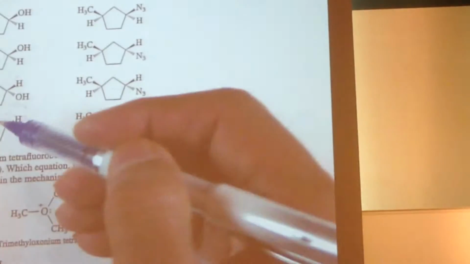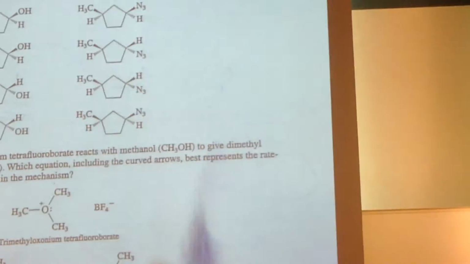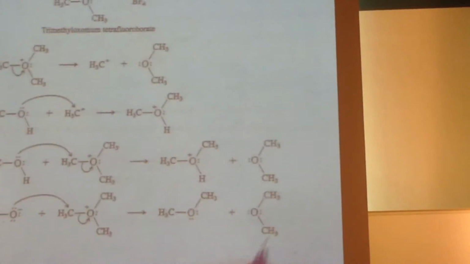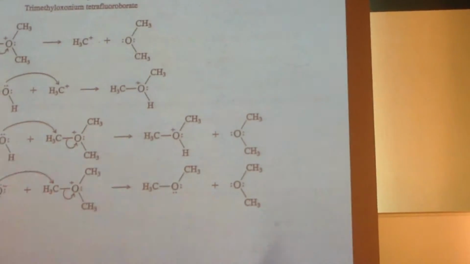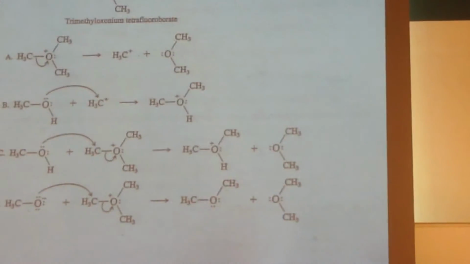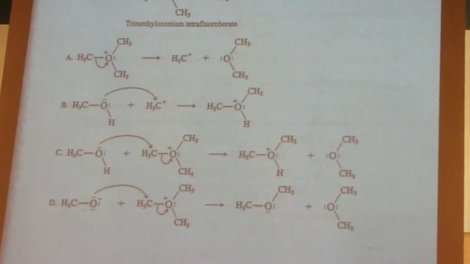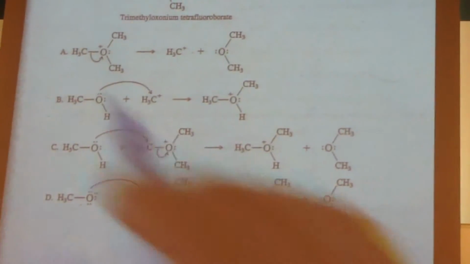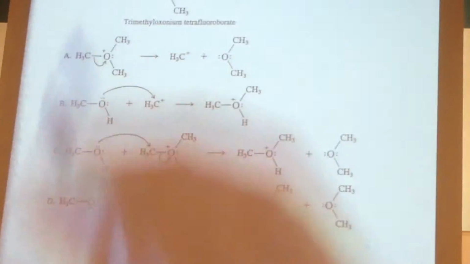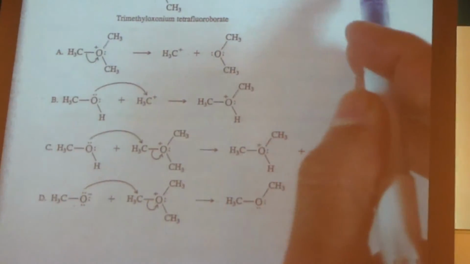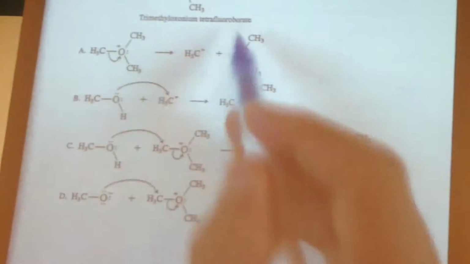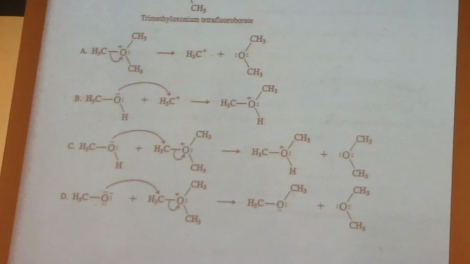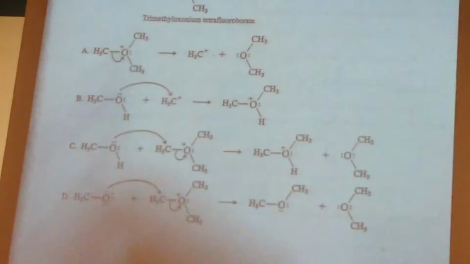Okay, I'm going to skip the next problem because we didn't discuss it yet, and go to the last one, 855. It's telling you that trimethyloxonium tetrafluoroborate reacts with methanol to give dimethyl ether, which is CH3OCH3. Which equation, including the curved arrows, best represents the mechanism? So this is the compound that they are reacting with. And methanol is reacting with this.